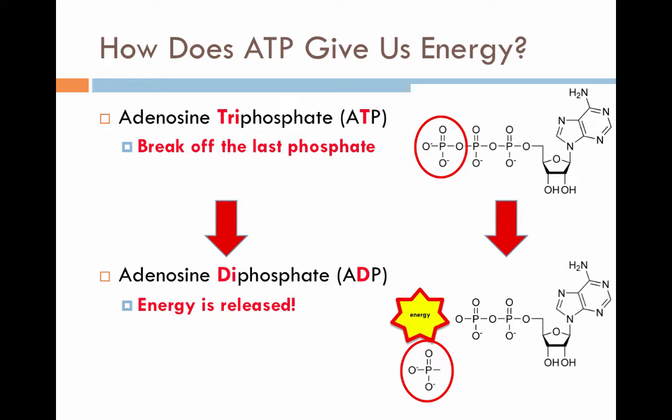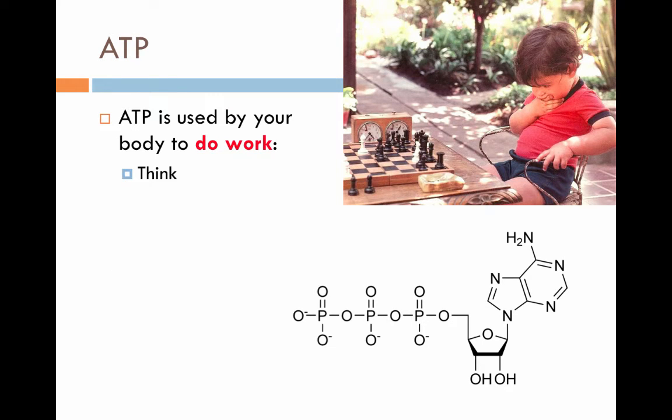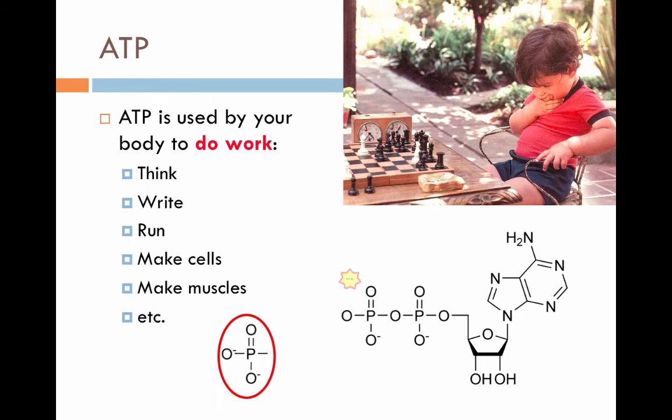When that last phosphate comes off, though, energy is released. This is why ATP is considered energy, because our body always breaks off the last phosphate of ATP, releases energy, and then we do stuff with it. For instance, we can do work, like we think, we write, we run, we make cells, we make muscles, and do a variety of other things. We are always pulling off the last phosphate of ATP and releasing energy so that we can do all kinds of work in our cells.